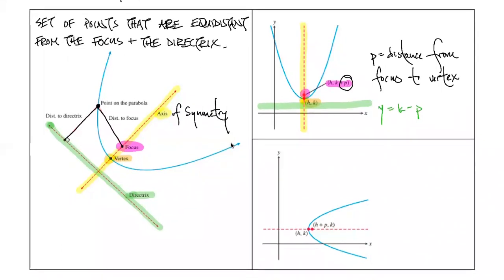Now, by this point in your academic career, you've probably also seen sideways parabolas, okay? And sideways parabolas are ones that open left or open right, but we still define the vertex as h comma k. That still remains the same. And we still have a focus, which is some point on the interior of the parabola.